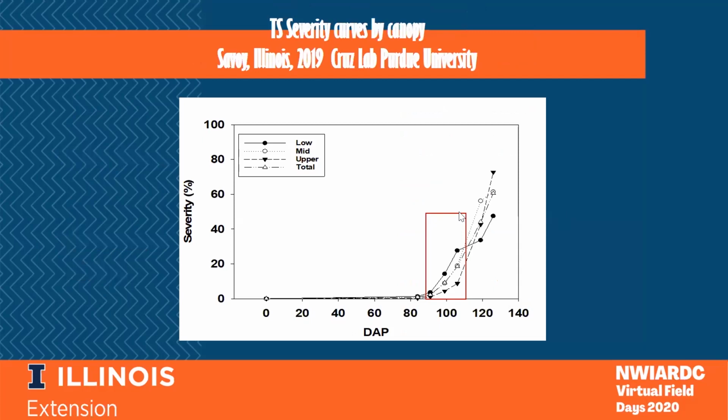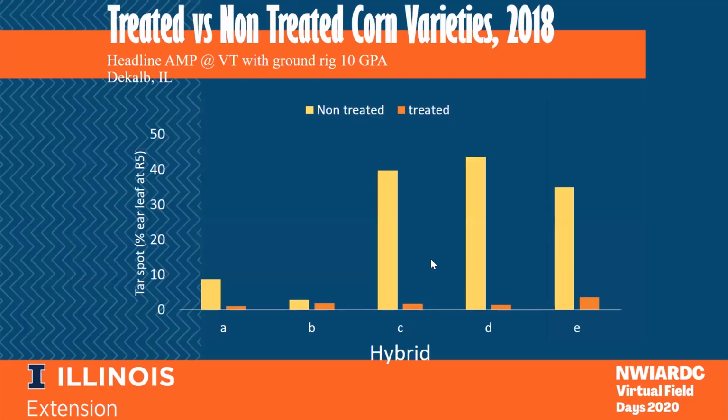The disease moves really fast. That's what this is showing here, looking at the development over this period of maybe 10 to 15 days. It went from 3% all the way up to 35% here in Illinois. So it's really important to make our applications at the start of an epidemic. And those applications can definitely help us out, especially if we have a susceptible hybrid.